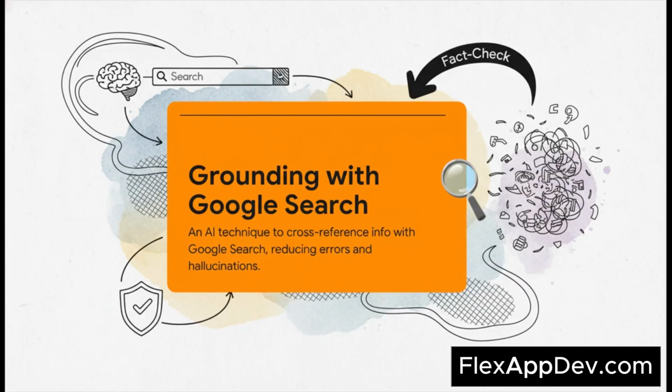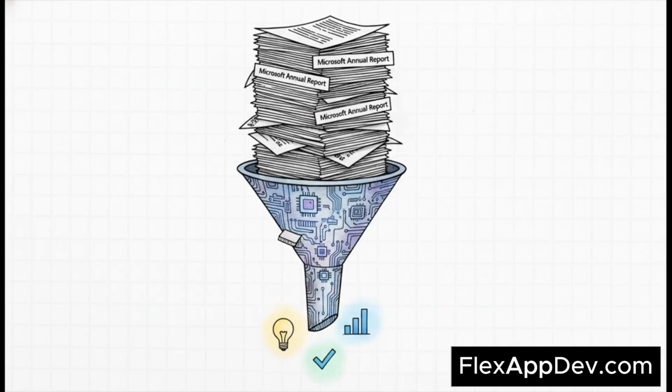Now, here's something that's really, really smart. It's a feature called grounding. See, when you're dealing with facts and data, you need accuracy. Grounding is basically a built-in fact checker. It forces the AI to double-check its answers against Google search, which seriously cuts down on errors, or what people call hallucinations.